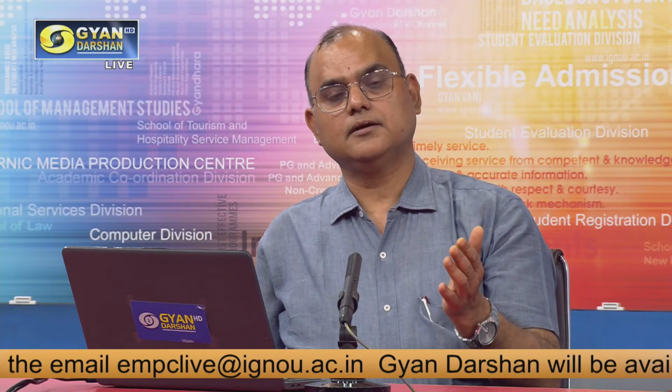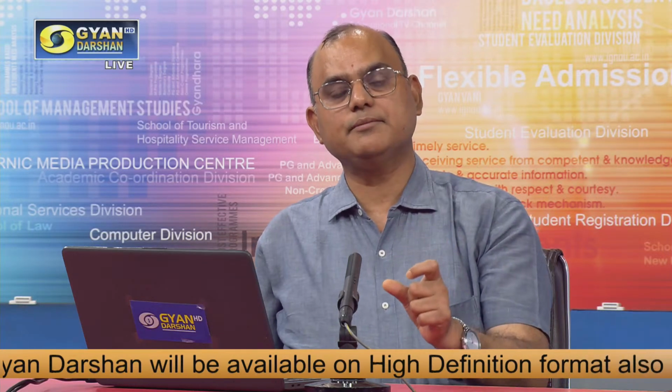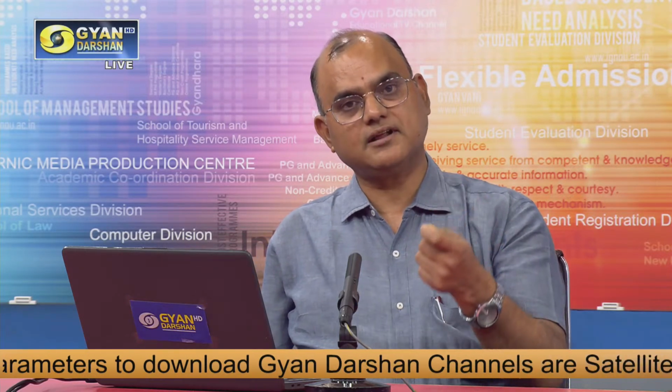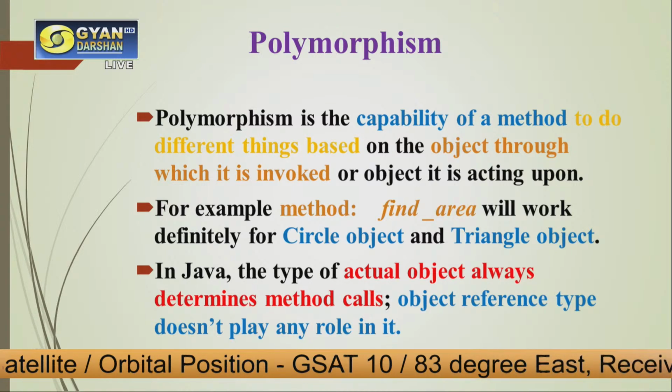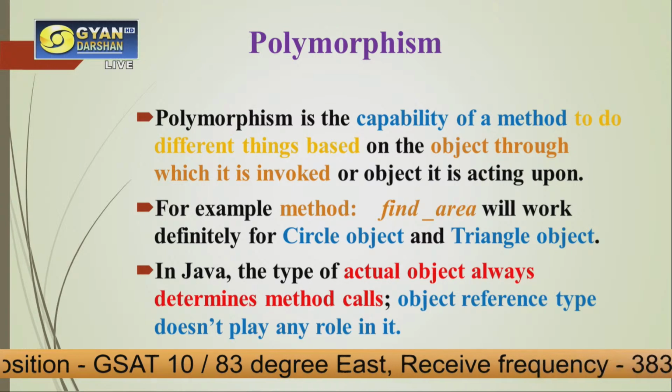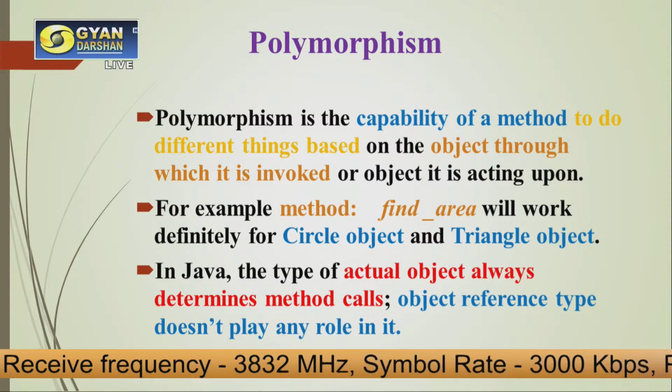For the outside world, the people who are just looking for the functionality, they just see that this is a method to find the area. But how that method is actually implemented for finding the area of different shapes will definitely be based on the shape for which it is implemented. It means the interface is the same, but the implementation is different. In Java, the type of the actual object always determines the method call. This is a kind of formula that you have to remember, or a concept you must understand. And the object reference type does not play a role in it.